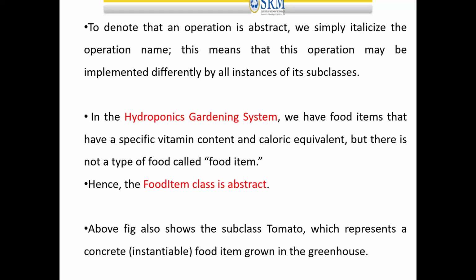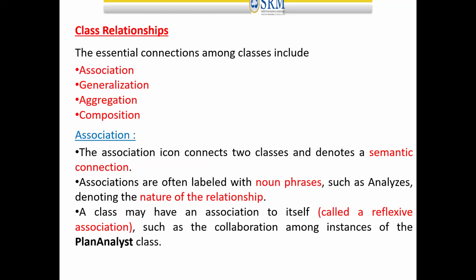In a hydroponic garden system, we have food items that have a specific vitamin content and caloric equivalent, but there is no type of food called food item. Hence, the food item class is abstract. The above figure also shows the subclass tomato, which represents the concrete instance of a food item grown in a greenhouse. The class relationships, the essential connections among classes, include association, generalization, aggregation, and composition.